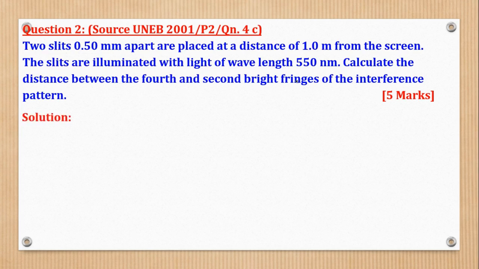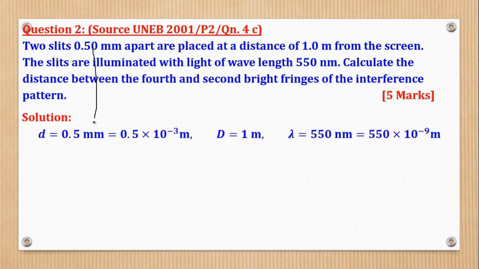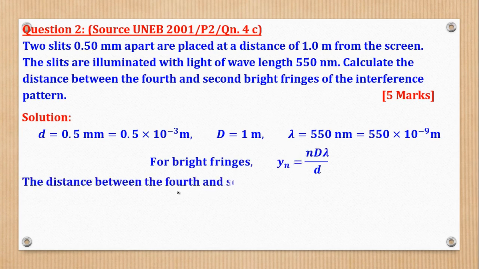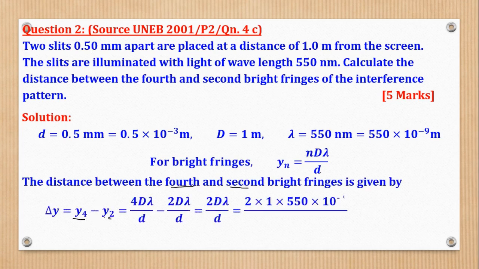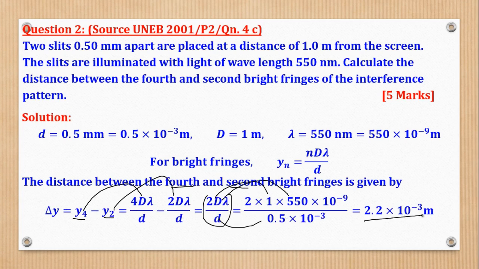That means they want the distance between y4 and y2. So interpret first, small d is that, capital D is that, and wavelength is that. So for bright fringes, this is what we have. Therefore, the distance between the 4th and 2nd bright fringe will be given by y4 minus y2, where y4 is this, y2 is this, to come up with this. So come and substitute for capital D, wavelength, and small d to come up with this as they wanted.